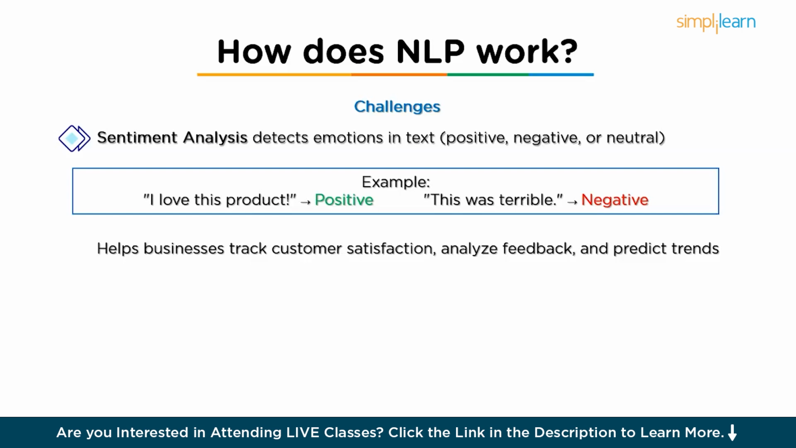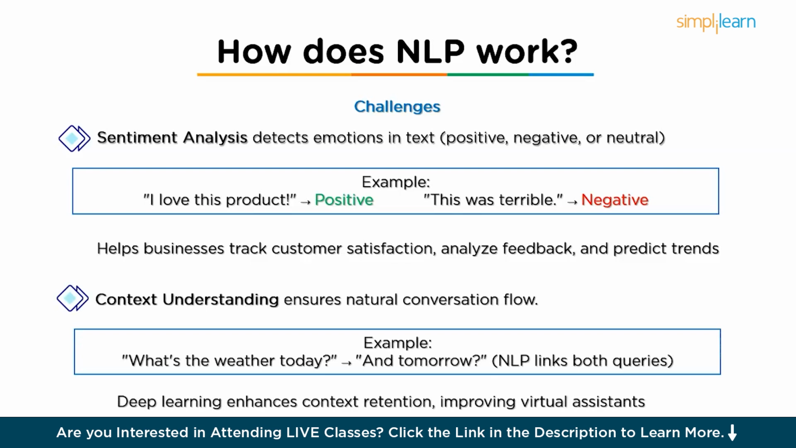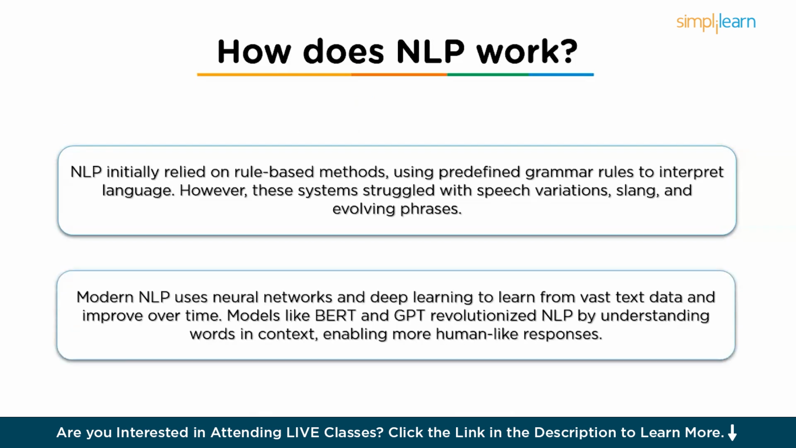Now, another important aspect is context understanding, which ensures that a conversation flows naturally. For instance, if you ask a chatbot, "What's the weather like today?" then follow up with, "And tomorrow?" NLP understands that tomorrow refers to the weather forecast rather than starting a new topic. Advanced NLP models use deep learning to improve context retention, making interactions with virtual assistants like Siri, Alexa, and Google Assistant feel more natural. Behind the scenes, NLP relies on machine learning and deep learning models to continuously improve its language understanding capabilities.